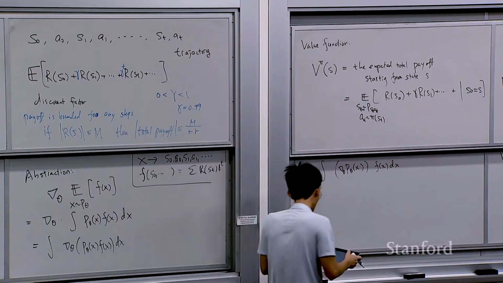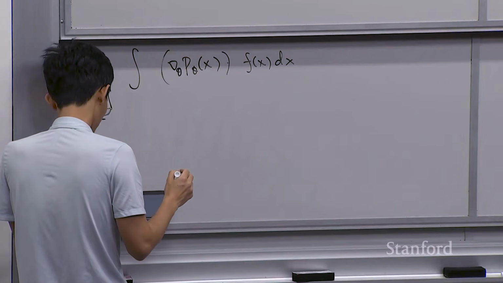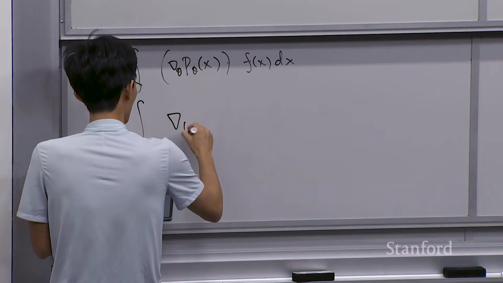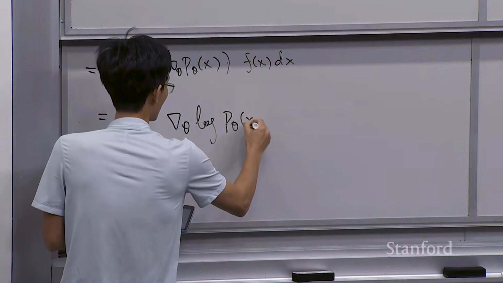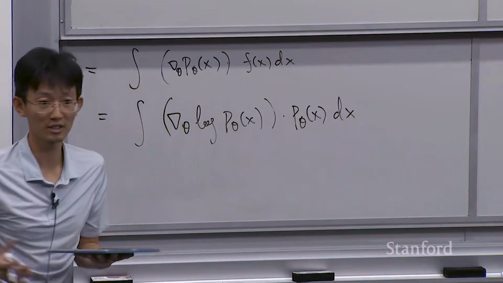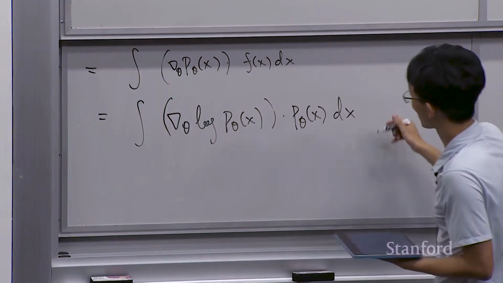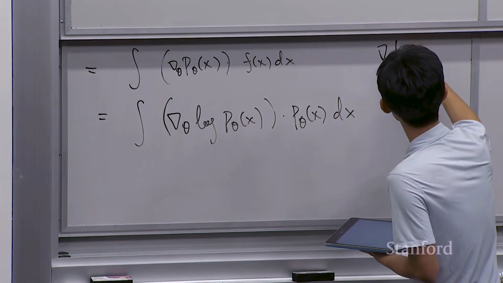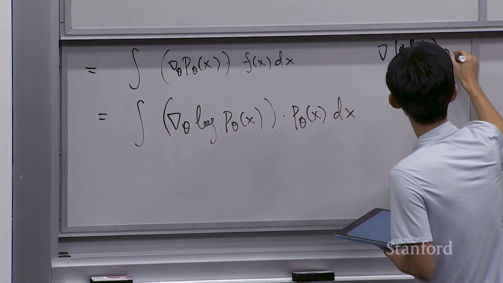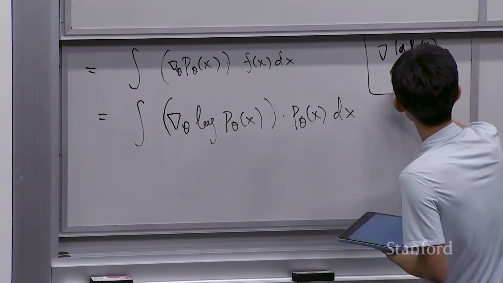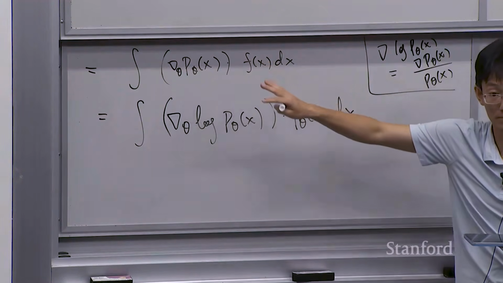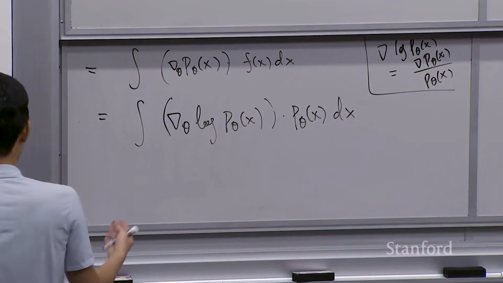So what I mean by that is you do this trick where you write this as the gradient with respect to theta of log p theta times p theta dx. First, let's verify this is an identity. It is an identity just because, very simply, the gradient of log p theta x equals the gradient of p theta divided by p theta. This is by a very simple chain rule. Then you multiply this p theta with this p theta, they cancel, and you get the first one. So that's why this is an identity.